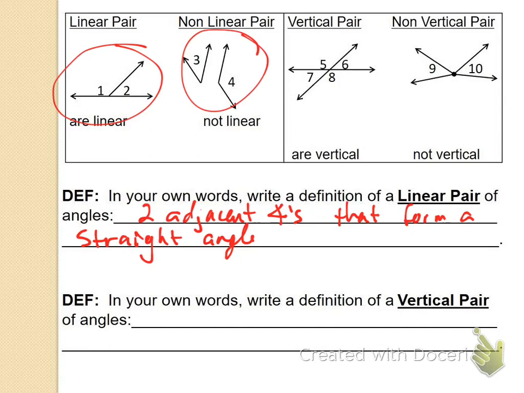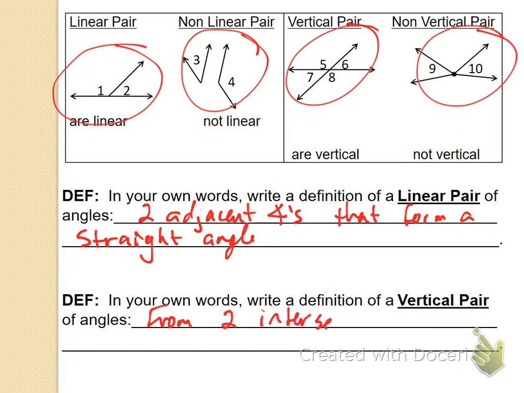Vertical angle is a little bit tougher to come up with, right? Knowing that there are vertical angles in here and not in here. What's the difference in those two pictures? Well, hopefully you're seeing that these are straight lines and these are not, right? So apparently a vertical pair comes from two intersecting lines. And they have to be straight lines, right?